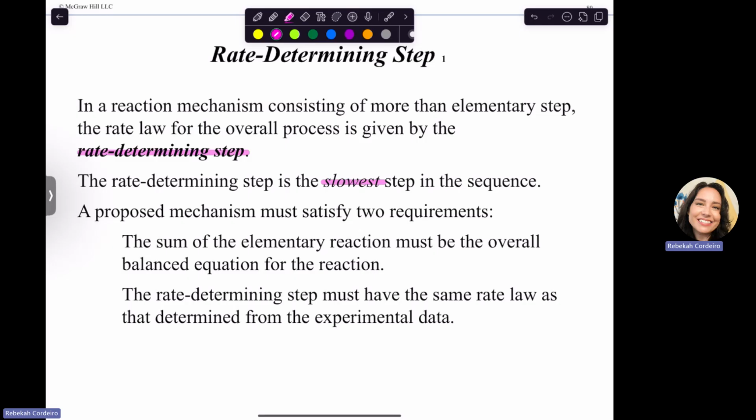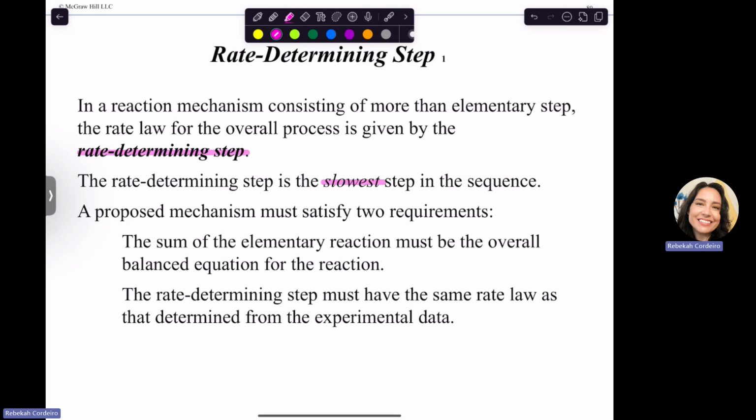And so the mechanism has to satisfy 2 requirements in order to be a viable mechanism. First, the sum of all the elementary reactions has to be the overall balanced reaction, and the rate determining step has to have the same rate law as determined from experimental data. So it has to match experimental data. If the rate determining step says A is second order, but the experimental data says A is first order, that doesn't match, right? So that would not be a good mechanism. We would say, hey, that mechanism is flawed.